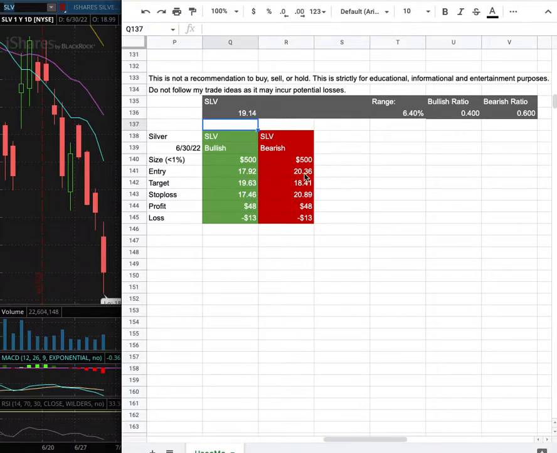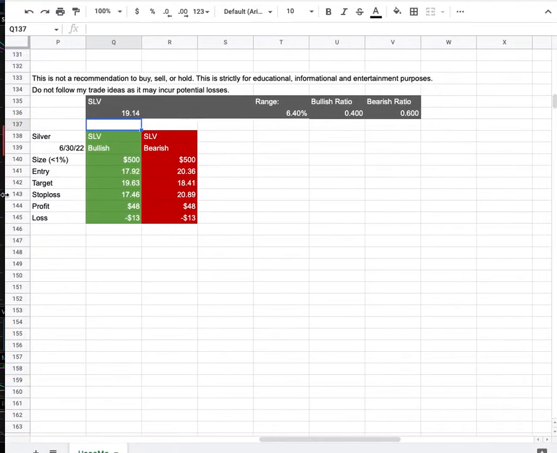However, if I were to open a short position, my entry is at $20.36. My sell target is at $18.41. My stop loss is at $20.89. So whichever entry price were to hit first, that will be my position of the week.